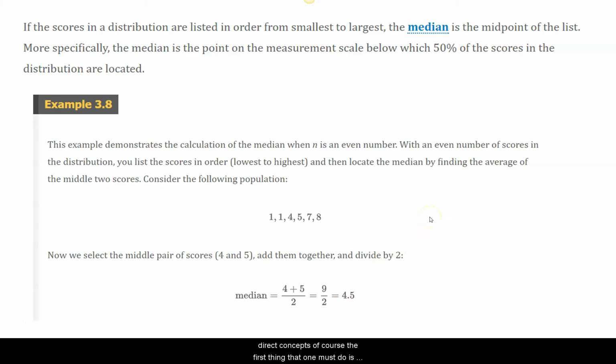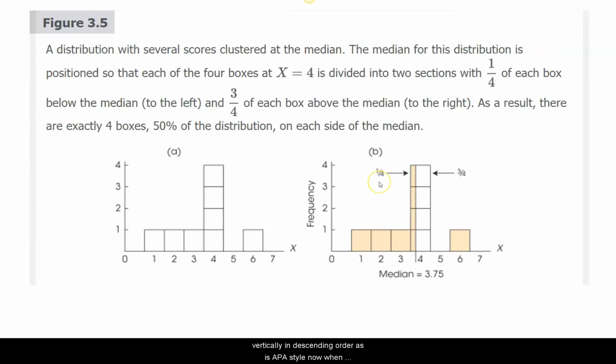So of course, the first thing that one must do is put the numbers in the correct order. You couldn't have them in a mixed array and then just look for the middle number or the middle two. They must be either in ascending or descending order. And I honestly wish your text would list them vertically in descending order, as is APA style.